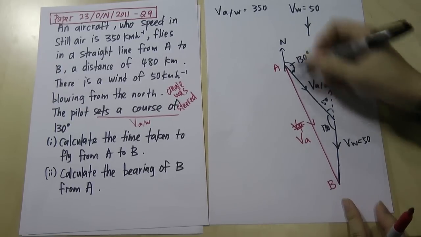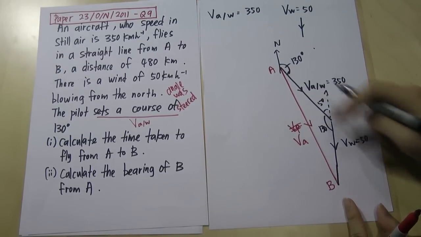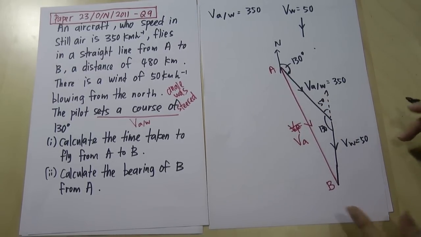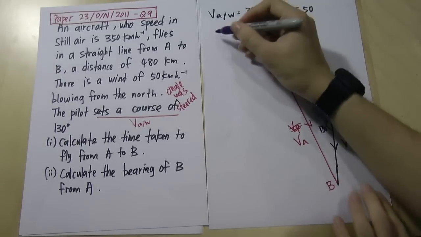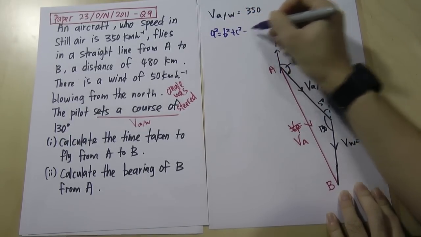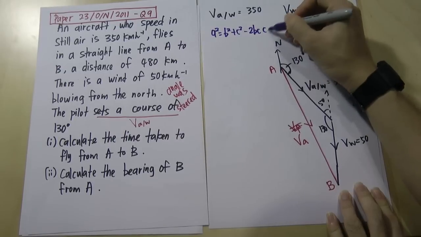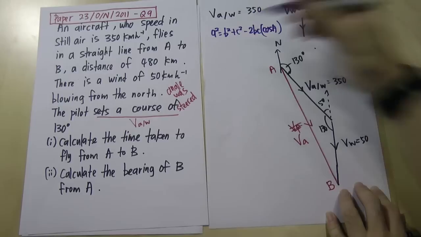I know that I can get the velocity of the aircraft using the cosine rule, because with two sides and the angle in between, we can always use the cosine rule. Before that, I hope you still remember what the cosine rule is. Cosine rule is simple: a squared equals b squared plus c squared minus 2bc cos A. Of course, you move the square to this side, and it becomes a square root.